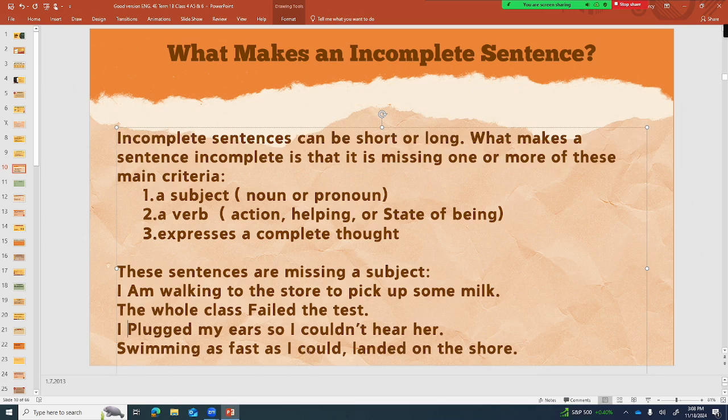Swimming as fast as I could, landed on the shore. Okay, why is that incomplete? It does have the word I, right? But just like this one, it's kind of in a section of its own. I still need a subject over here all by itself. Swimming as fast as I could, I landed on the shore. So it had one subject, but because it's a two-part sentence, it needed two subjects. So those are some examples.